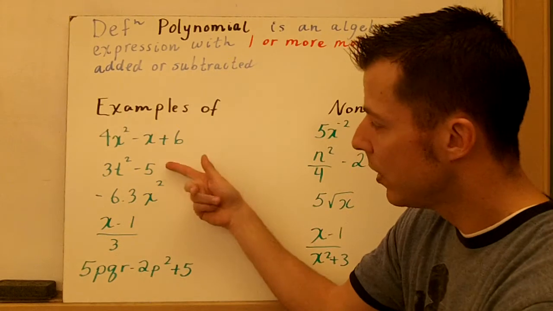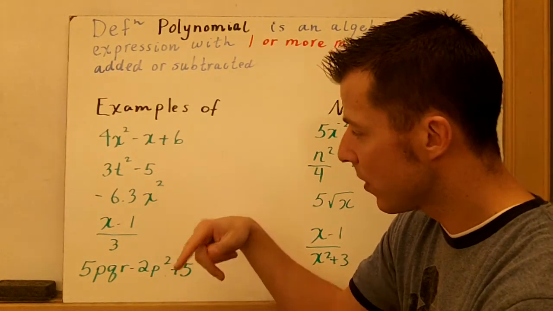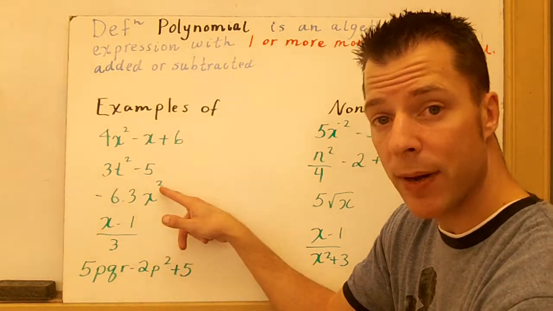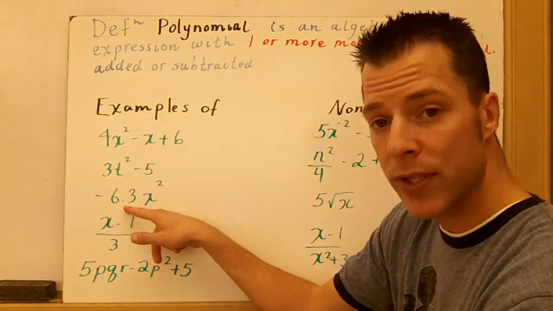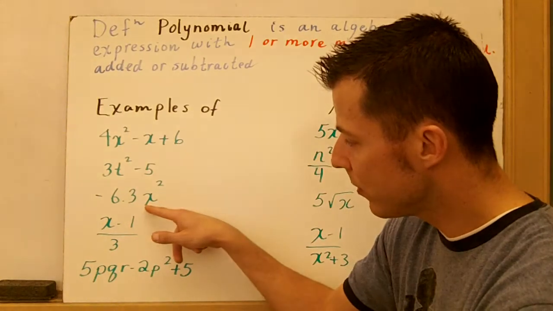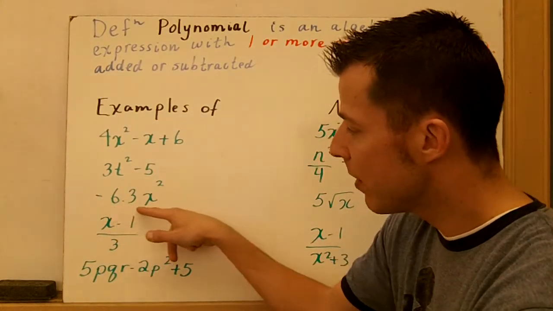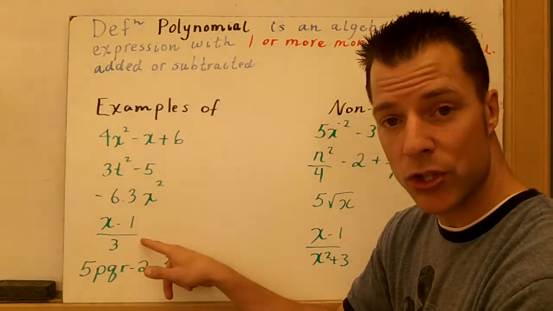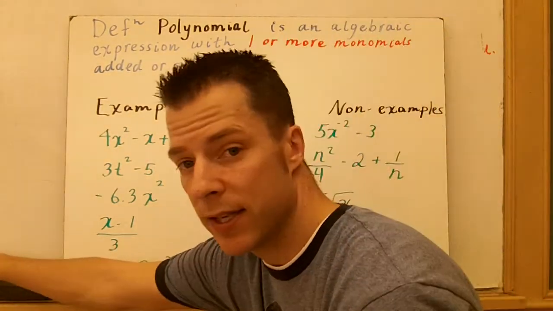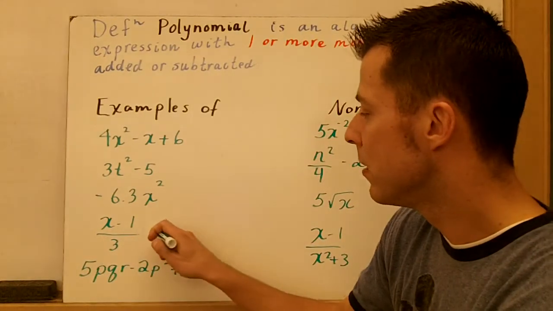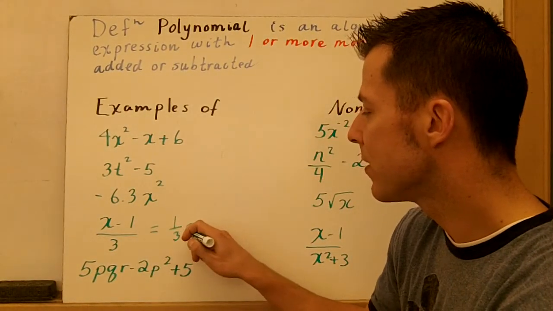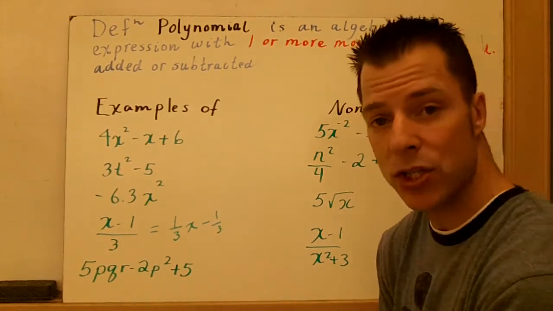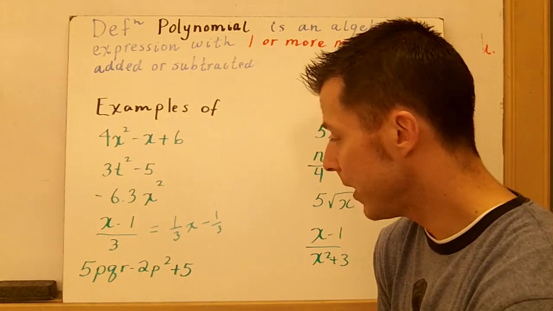This is a polynomial, 3t squared minus 5. Negative 6.3x squared, that's a polynomial. Remember, negative 6.3 is a real number times a variable raised to a power. This is a monomial, but it's also a polynomial. x minus 1/3. Now this one's tricky. You could actually rewrite this as 1 times x minus 1/3. So again, that is a polynomial. It's a combination of one or more monomials being added or subtracted.